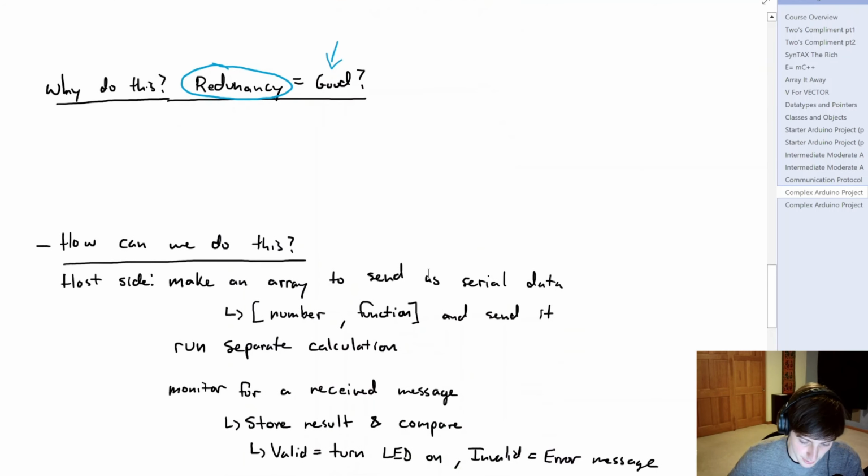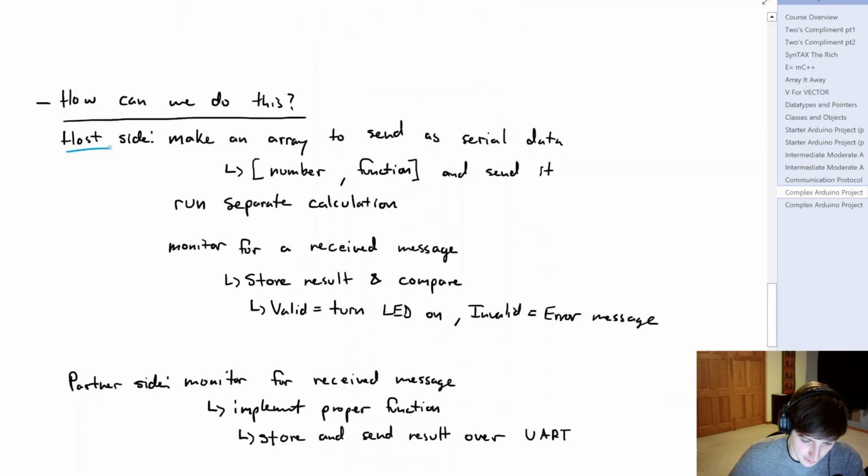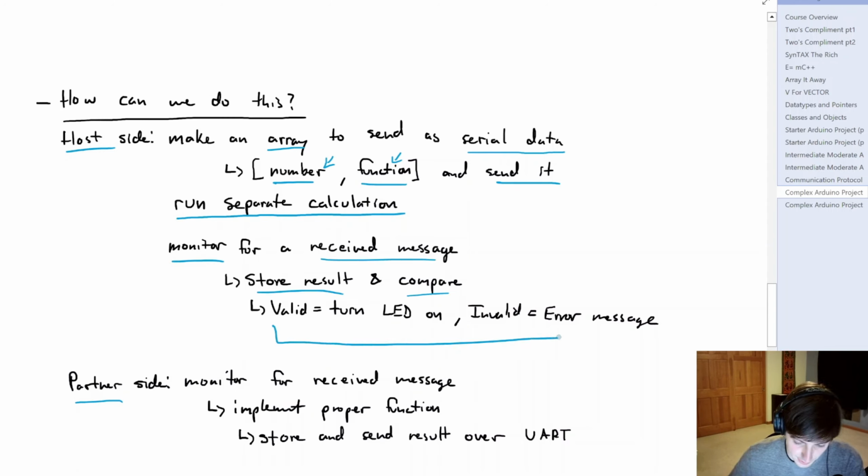So if we think about how we can do this, again, we need to consider the host side and the partner. And on the host, we're simply just going to make an array and then send it as serial data. And we could structure that array something like the number that we enter and then the function that we enter. But these could just be representations packaged in some byte that we define, and then we just send that data over to the partner. In addition to this, we're going to run the separate calculation that we tell the partner to run. Then we monitor for that received message, and we have our conditions for the comparison.